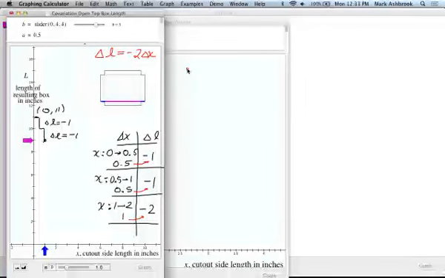Given a change in x, how much will the length change? Well, you got a corner on each side, right? You take off a corner on each side. So you're going to take off 2 times however much you increase x by, and that's how much the length's going to decrease by. So there it is.